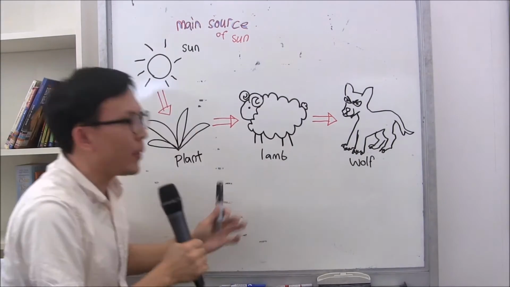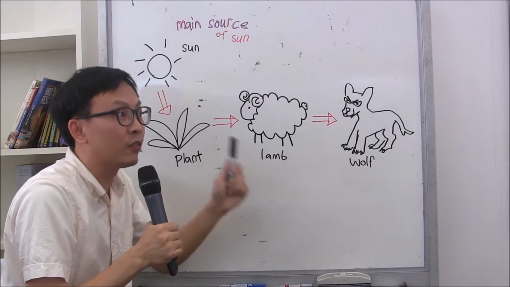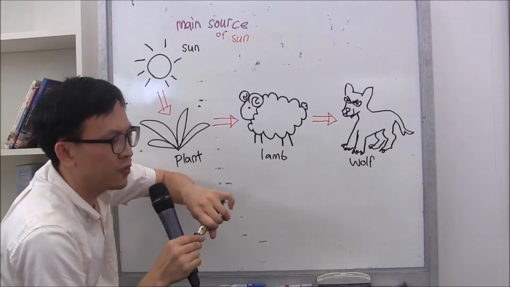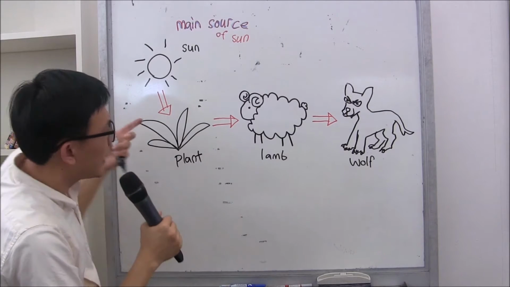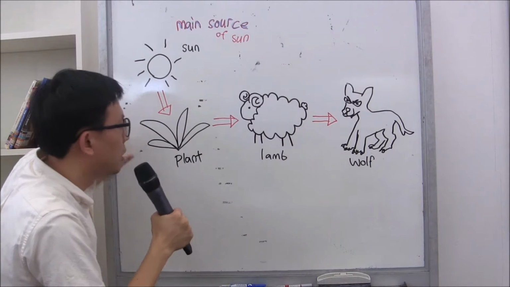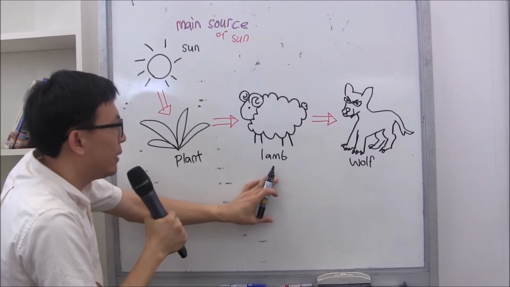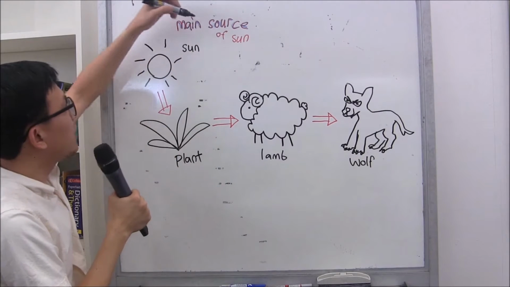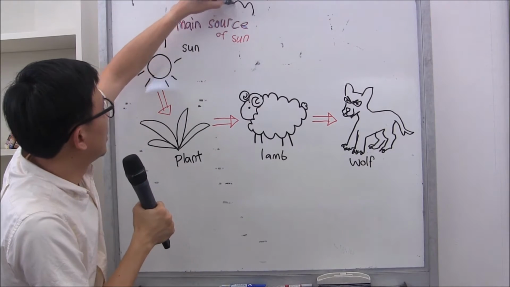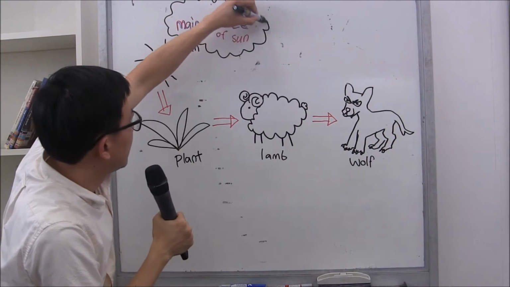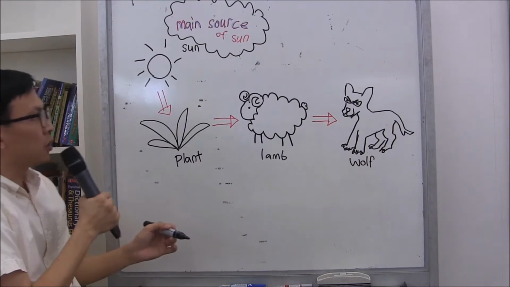Okay, let's go back to the video lessons of the year, the first of the year. Now, we're going to learn about the transfer of energy. I have here this diagram. We've got the sun, the plant, the lamb, and the wolf. Now we know that the sun is the main source of energy for all living things.